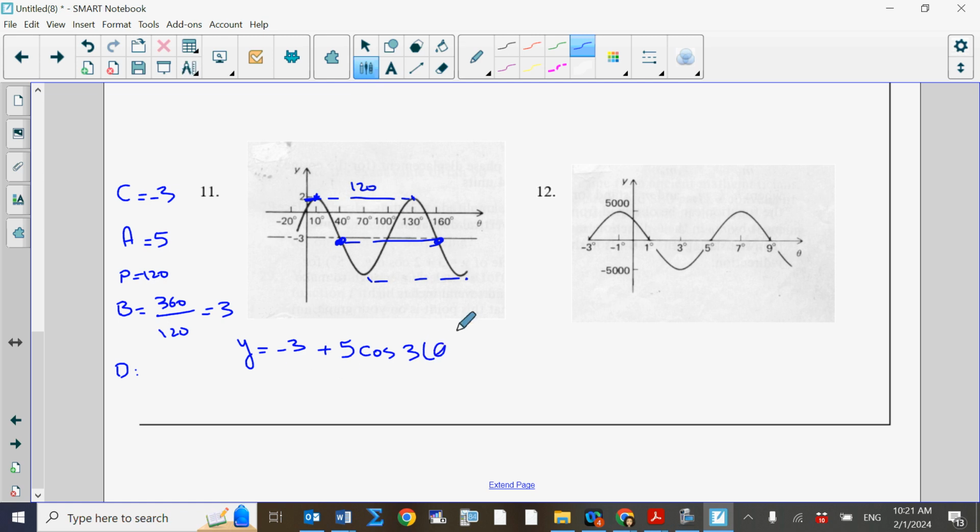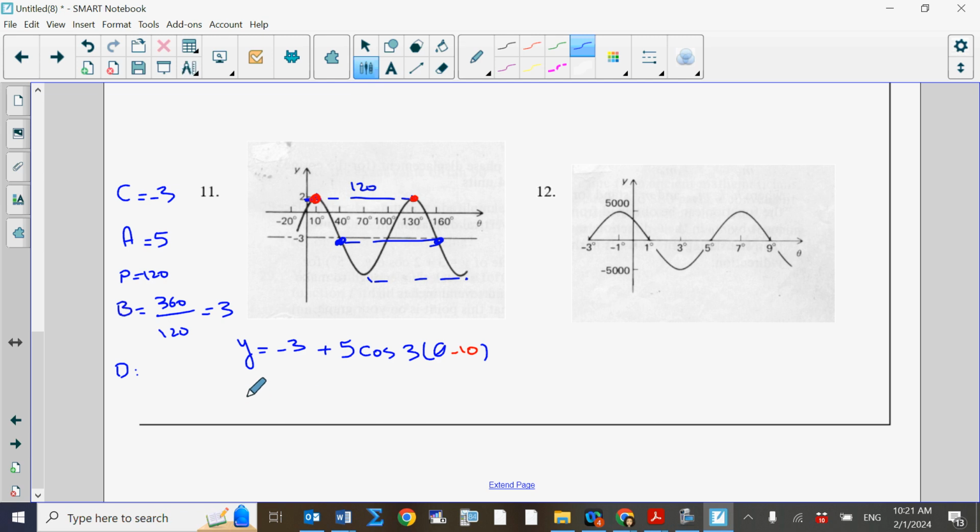If I want to write a cosine, I need to start from a high point. It could be this one or even this one. So I can write -10, which is moved 10 to the right. Or I could write -130. Either of them are right. So this is if you want to write a cosine function.